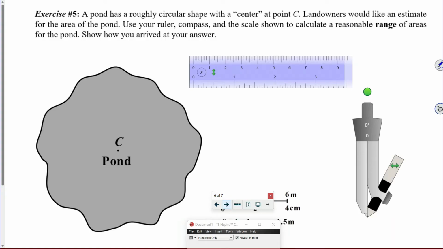A pond has a roughly circular shape with a center at point C. Landowners would like an estimate for the area of the pond. Use your ruler, compass, and the scale shown to calculate a reasonable range of areas for the pond. Show how you arrived at your answer.